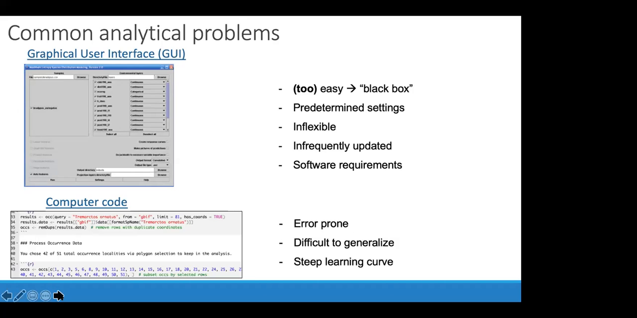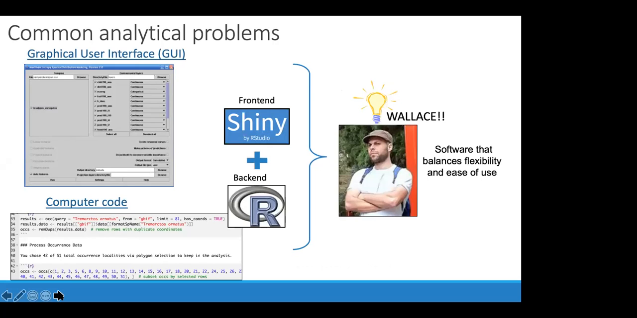The other option is to use more sophisticated computer coding options, which are much more flexible. It's easier to keep up with best practice standards and keep up to date with the cutting edge literature. But there's often a really steep learning curve to be able to implement these computer coding approaches. Wallace attempts to combine the best of both of these options by running R on the back end and using R Shiny on the front end to create a graphical user interface that is powered by R.